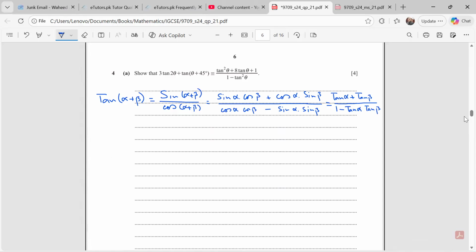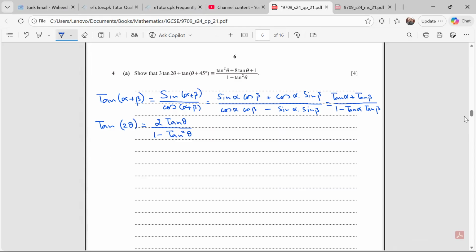So this is the formula for tangent alpha plus beta. Now, what about tangent alpha plus alpha, or theta plus theta, or 2 theta? So tangent 2 theta would be, if I put theta for both alpha and beta, tangent theta plus tangent theta, which is 2 tangent theta, divided by 1 minus tangent theta into tangent theta, which is tangent square theta. Okay, this is the key.